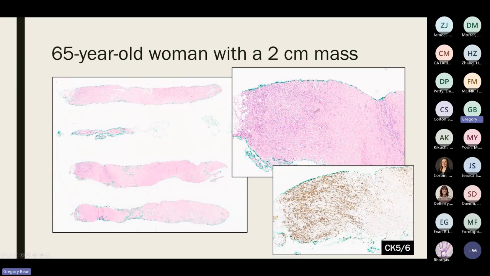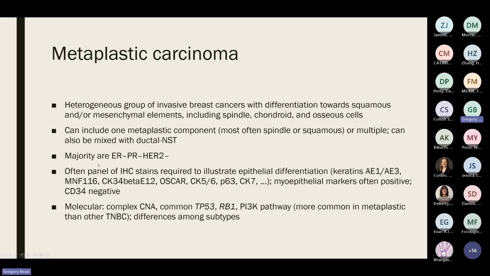Only upon re-review with additional staining did it turn out that staining with a high molecular weight keratin like CK5/6 actually revealed the diagnosis, and this was a metaplastic carcinoma. Metaplastic carcinomas are their own separate lecture, but I'm going to narrow it to the spindle cell type, since this is a spindle cell lecture.